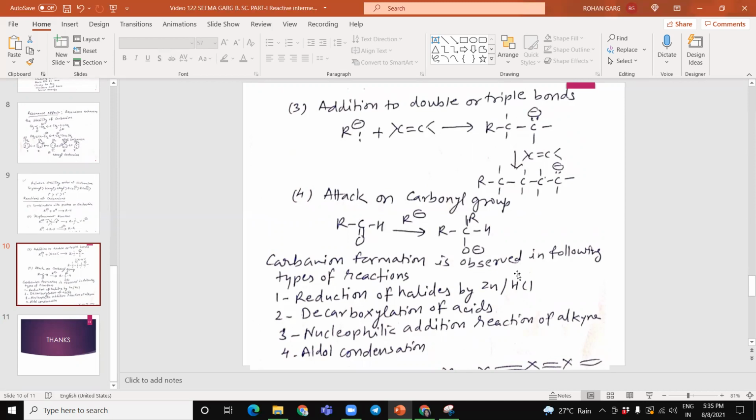Carbanion formation is observed in the following types of reaction. Reduction of halides by zinc HCl, decarboxylation of acids, nucleophilic addition reaction of alkyne, and aldol condensation. So this is all about carbanions.